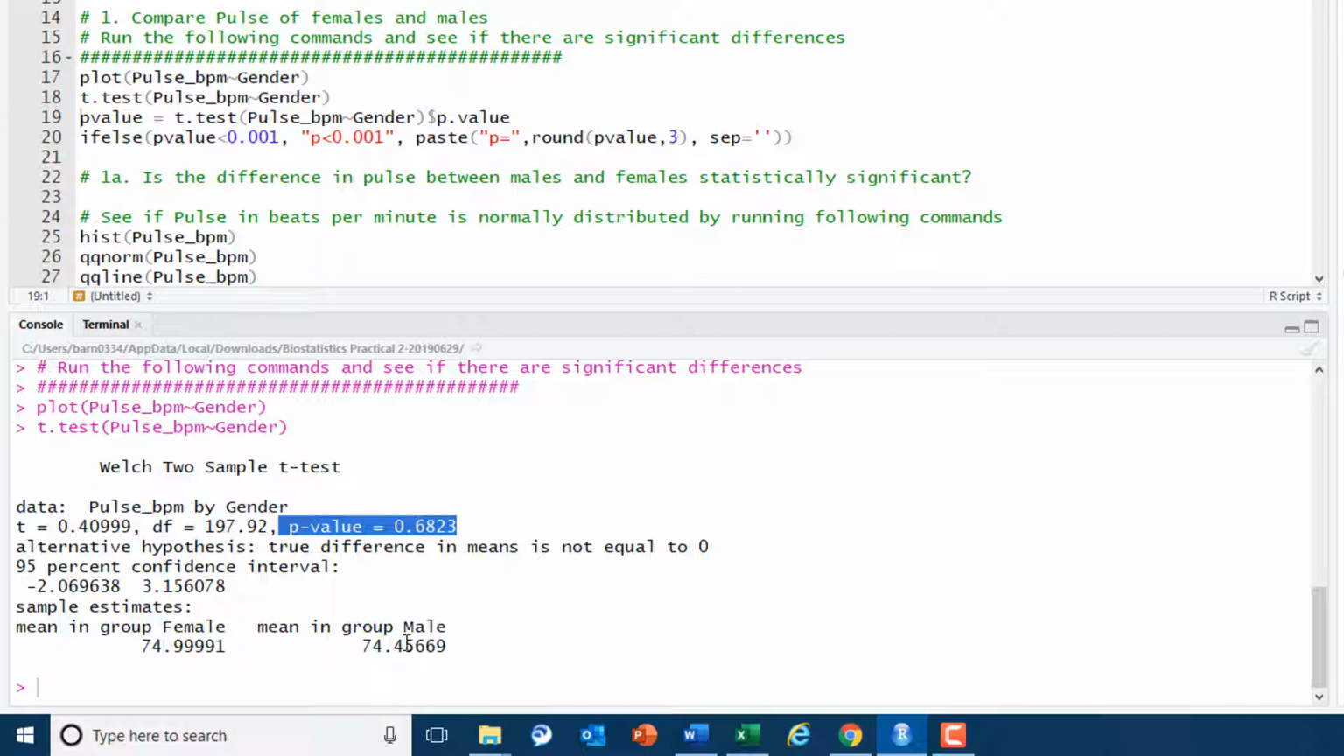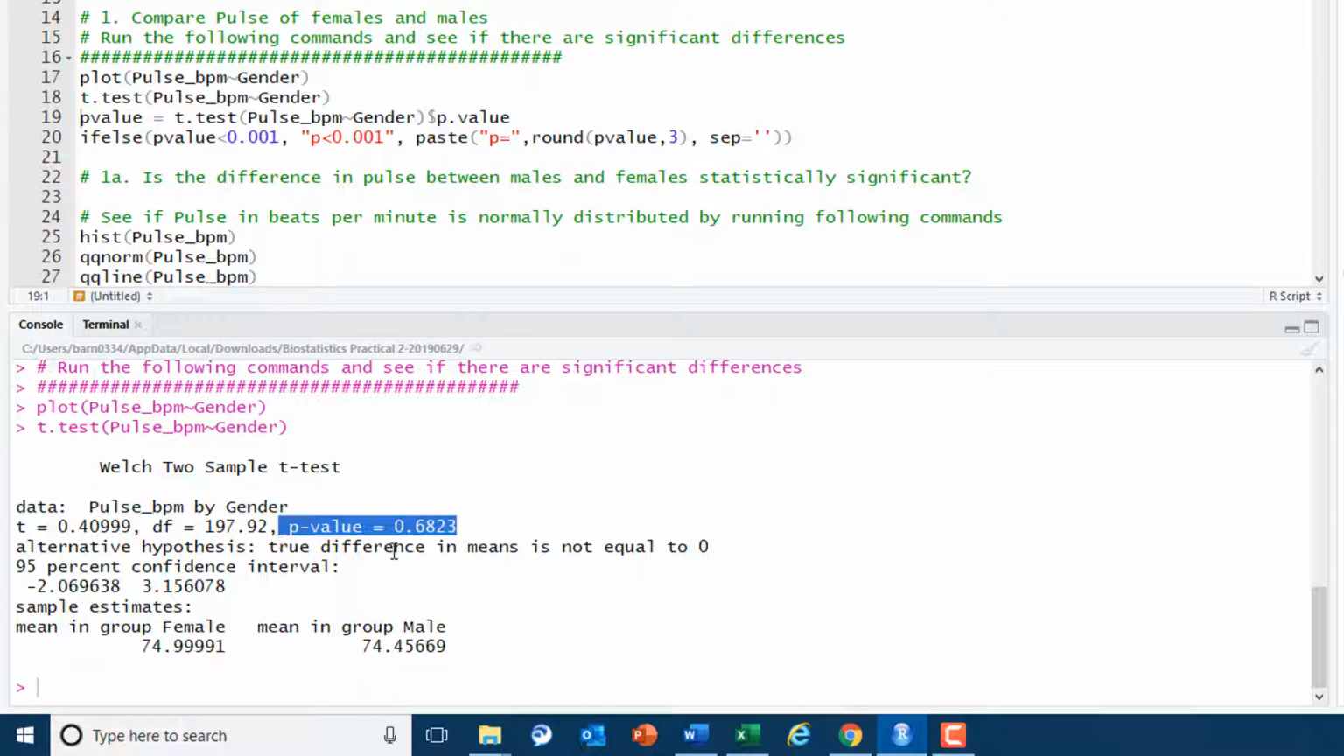And so it's got the difference in the means there. So the mean in the female group is 75 almost, and the mean in the male group is 74.46. So it looks to me like the p-value is not low, so the null hasn't got to go.